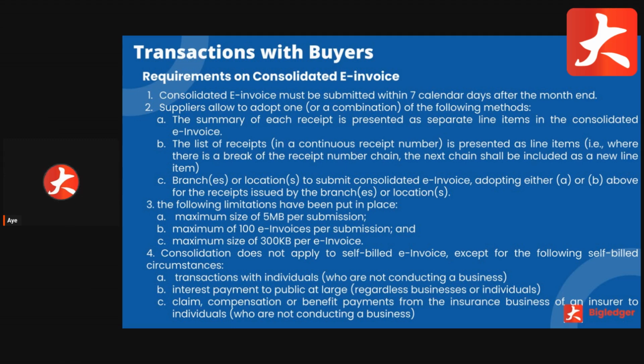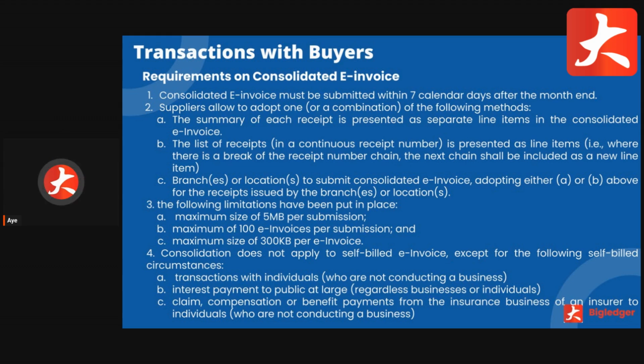Okay, then the third one is you can issue your consolidated e-invoice based on branch. So you can separate your consolidated e-invoice by branch. And then after you separate by branch, you can use either A or B for the submission. You want to use by line or you want to combine the continuous receipt numbers in one line, it depends on your preference.